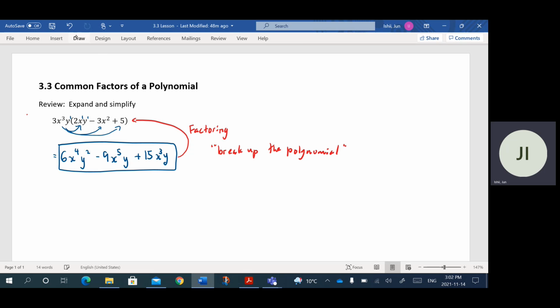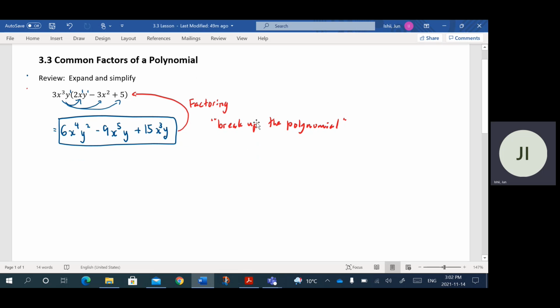This lesson is an introduction, the first lesson into factoring. Basically, I'm going to show you how to get from this answer back to this original question. That's what we call factoring. Factoring is a very important concept as you move on through your math. It's very important, especially in this unit, to master it in order to be successful in your subsequent math classes.